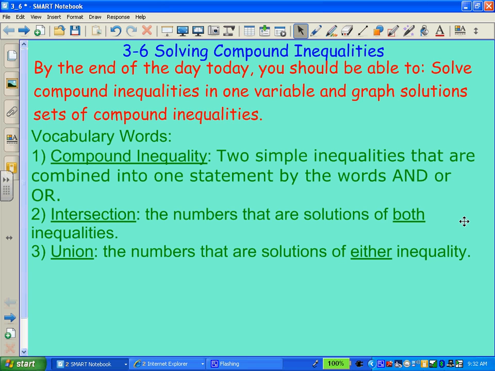When we have an intersection, that means the intersection is the numbers that are solutions of both inequalities. So, in order for a number to be part of the intersection, it has to work in both inequalities. In a union, we have numbers that are solutions to either inequality. So, for example, if I had a number that worked in one inequality but not in the other, it would still be part of our solution set. So we have intersections and unions, and we'll be looking at what they look like.